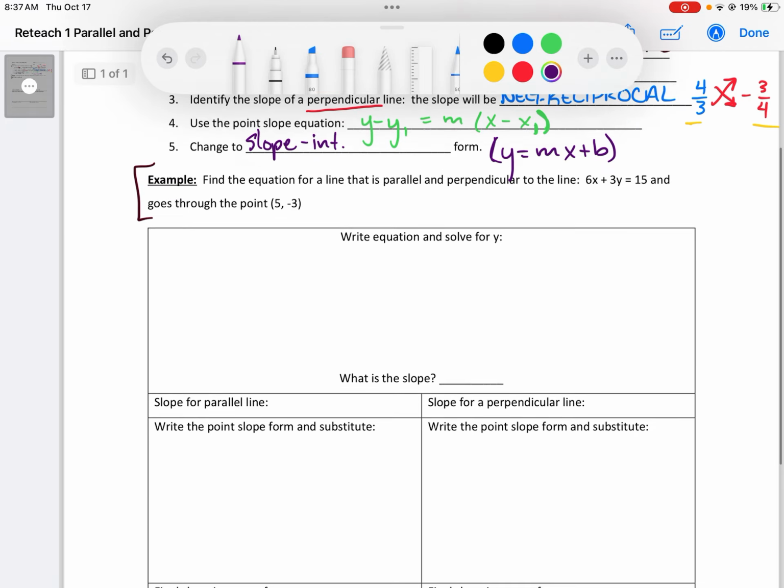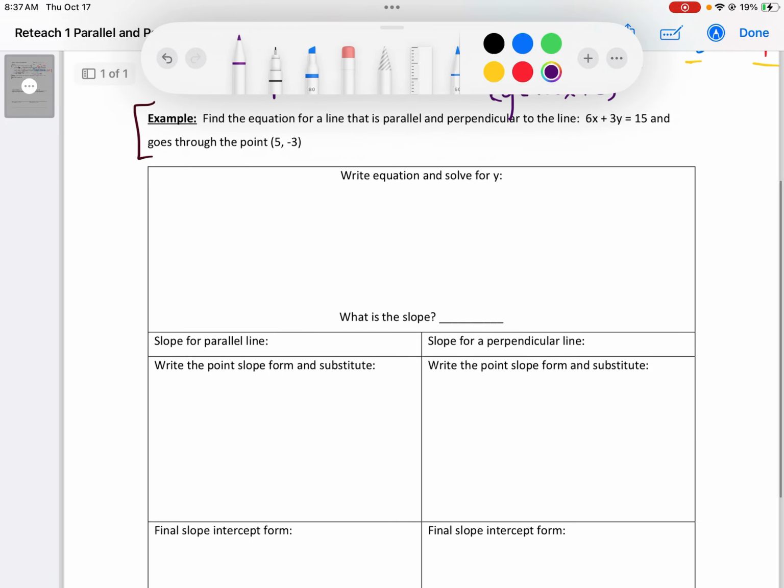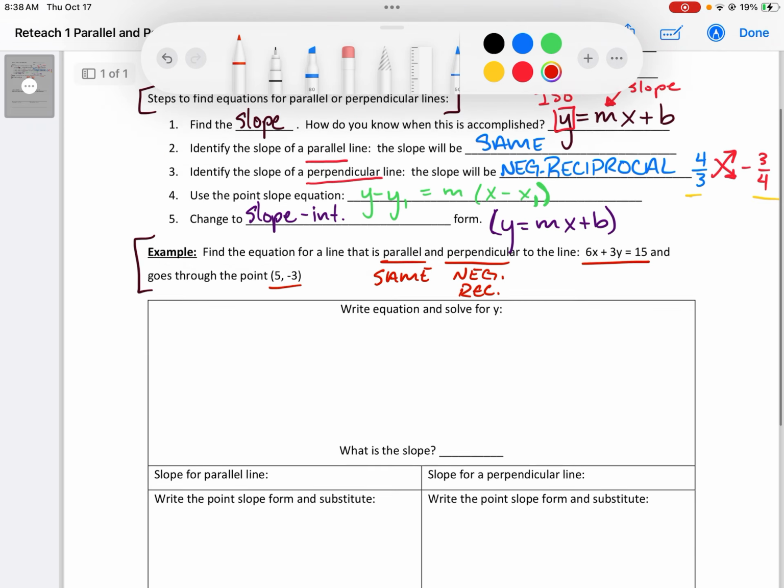So again, just for the sake of speed, if you need to slow this down or go back or review anything, feel free to. We're going to work through a problem together. It says find the equation for a line that is parallel and perpendicular. So we're finding both, and we know for sure parallel is going to have the same slope and perpendicular is going to have the negative reciprocal. And here's our original line, and here's a point. So we have a lot of useful information here.